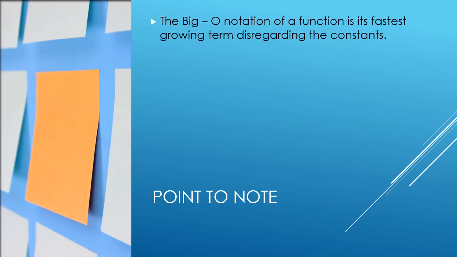Point to note. The big O notation of a function is its fastest growing term, disregarding the constants. If Fn is 3 raised to n plus 2n squared plus 3, which is the fastest growing term? 3 raised to n, of course. Fn is O of 3 raised to n. See, now you can do it without proving the whole thing. You can just look at a function, find the fastest growing term, and that would be the O notation of the function.